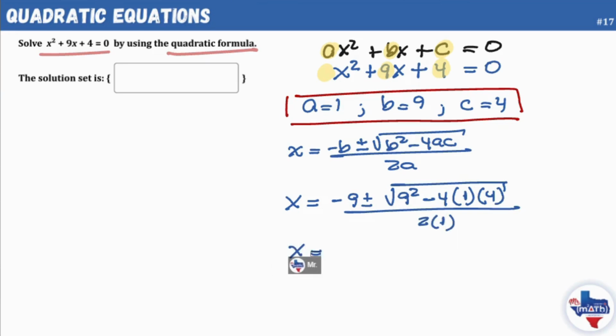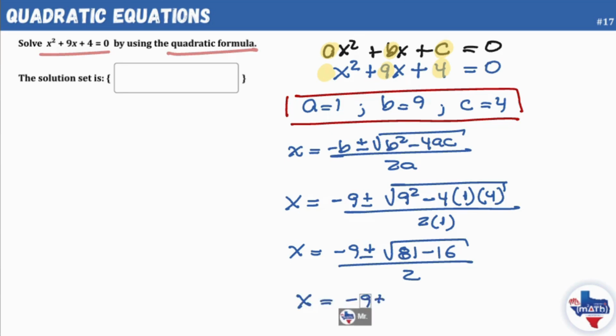Okay, we'll have x equals negative 9 plus minus the square root of 9 squared. 9 squared will be 81 minus 16, divided by 2. Okay, so 81 minus 16, that is 65. And this divided by 2. Okay, let's take a second just to absorb the information.